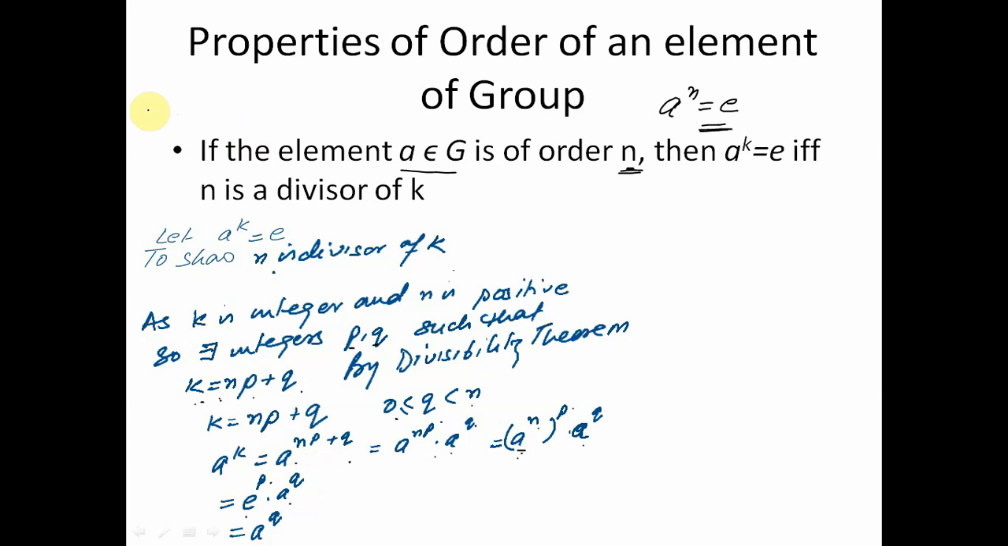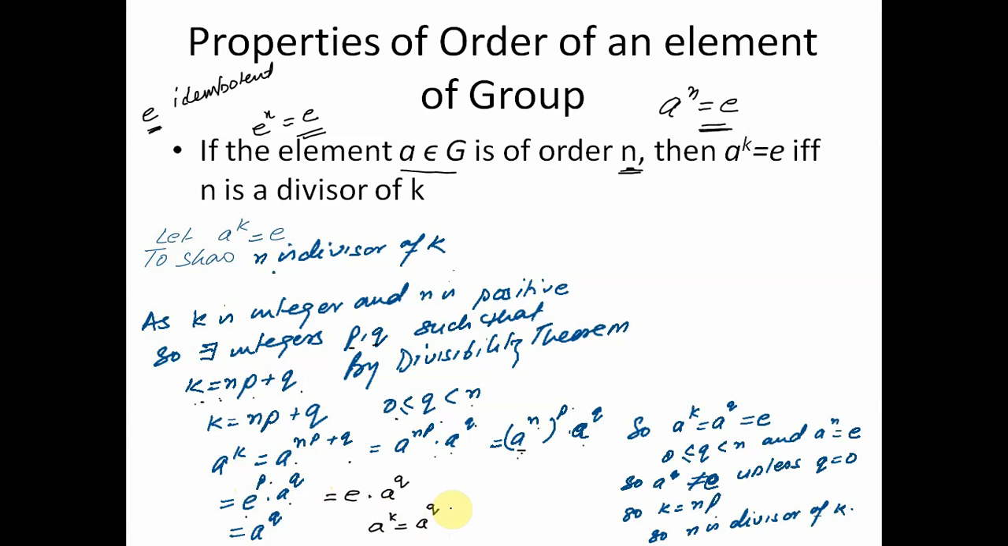Now we also know that e is the idempotent element. That means any power raised to e does not make any difference. e to the power anything x is still equal to e. So I have e dot a to the power q, that is equal to a to the power q. So I get a to the power k is equal to a to the power q, and our assumption was a to the power k is equal to e.